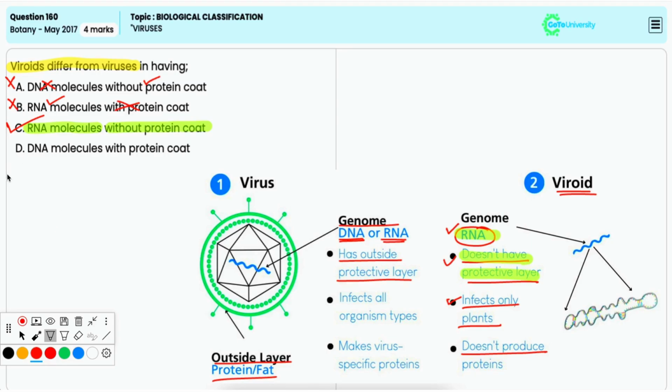Option D, DNA molecules with protein coat. It is incorrect because viroids neither have DNA nor do they have protein.